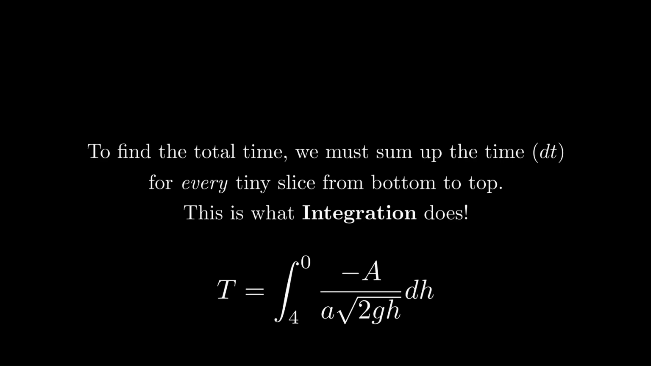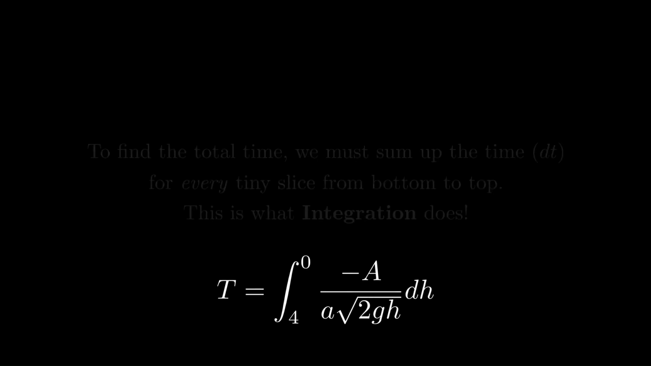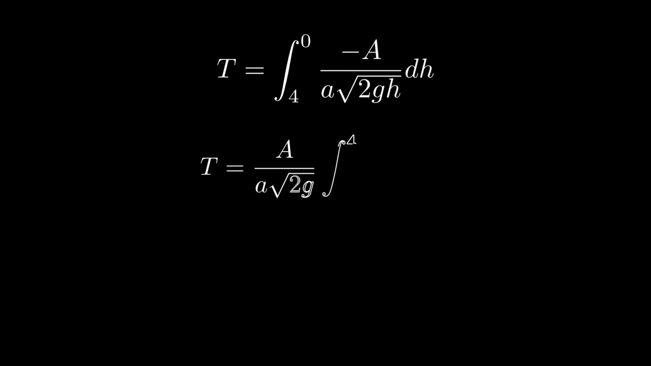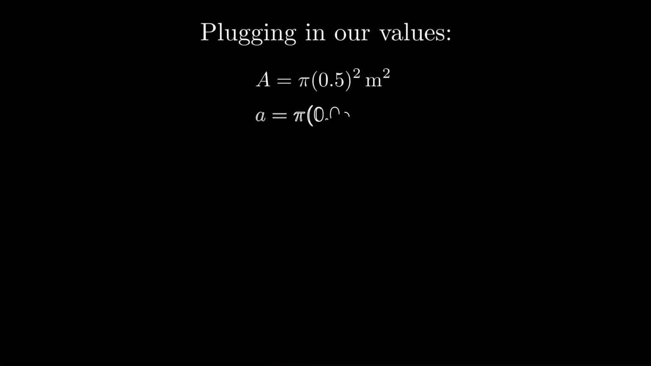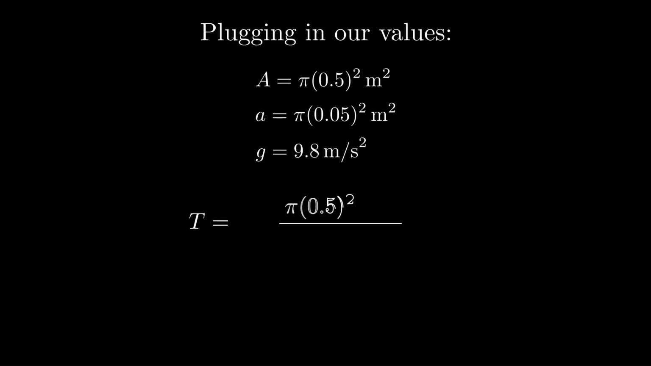We integrate our dt expression from 4 meters down to 0. We pull out the constants, and that negative sign lets us flip the limits of integration. What remains is a familiar integral, the kind we've seen in calculus class, and it simplifies beautifully. Now the rest, just arithmetic. We plug in our known values, the area of the tank, the diameter of the tap, the acceleration due to gravity. Compute the integral, and we get our answer. About 90.4 seconds, roughly 1.5 minutes to drain.